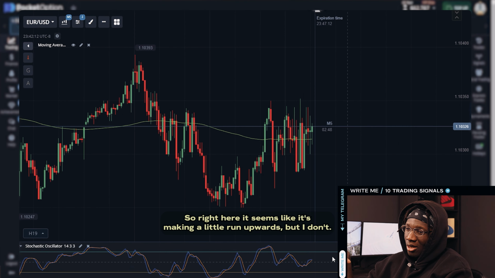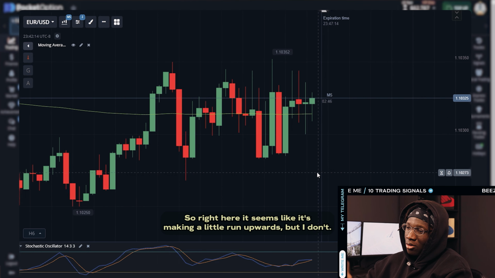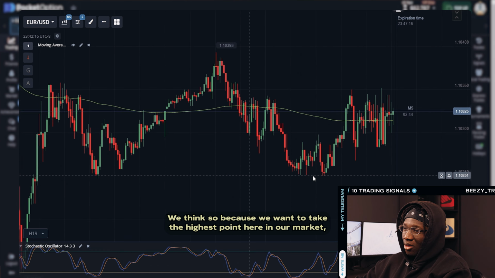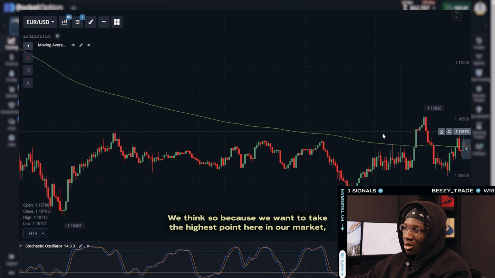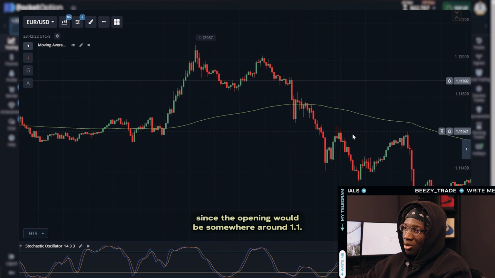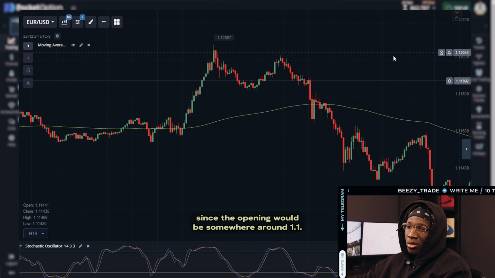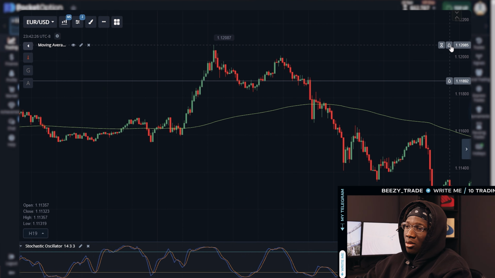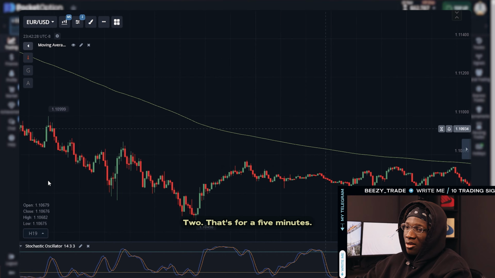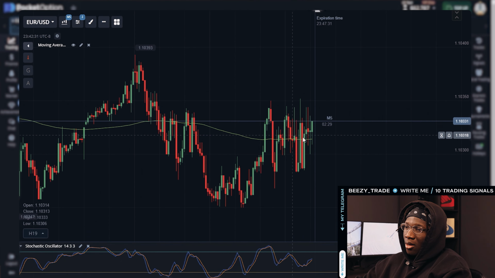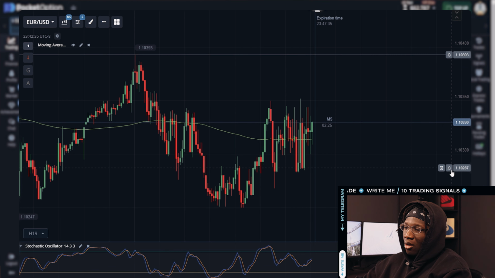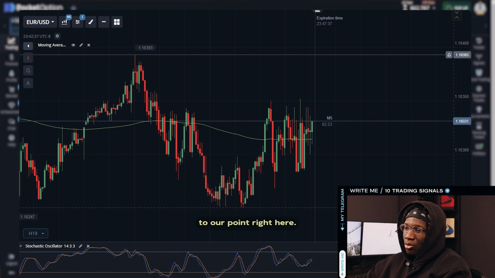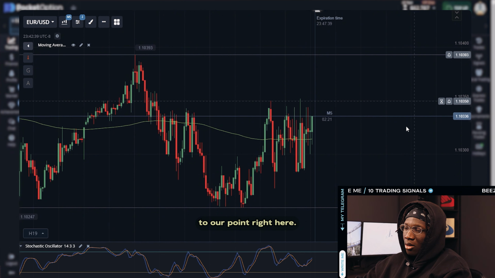So right here, it seems like it's making a little run upwards, but I don't really think so, because we want to take the highest point in the market since the opening. It would be somewhere around 1.12. That's for 5 minutes. You can see another one right here, and just to get closer to our point right here.